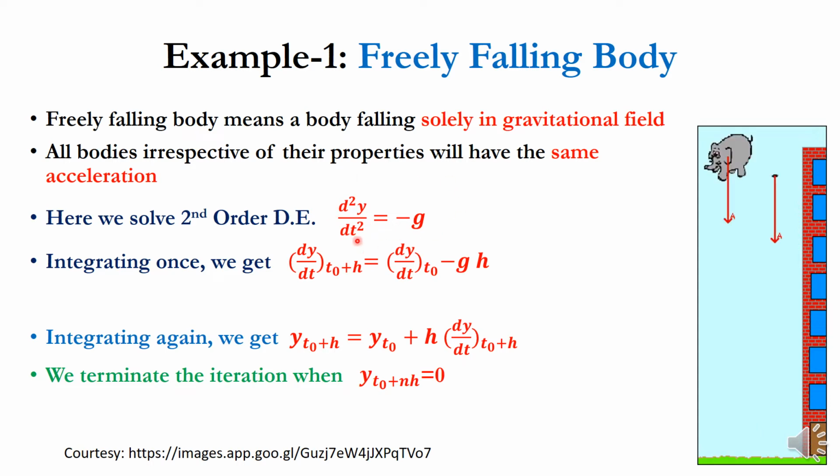So to solve this equation, we have to integrate twice, or we have to find the solution twice using the Euler method. So first we integrate this d square y by dt square and we get dy by dt. Using Euler method we get like this: dy by dt at t0 plus h is equal to the initial value of dy by dt, that is dy by dt at t0, minus g into h, or this into dt, that is minus g into h.